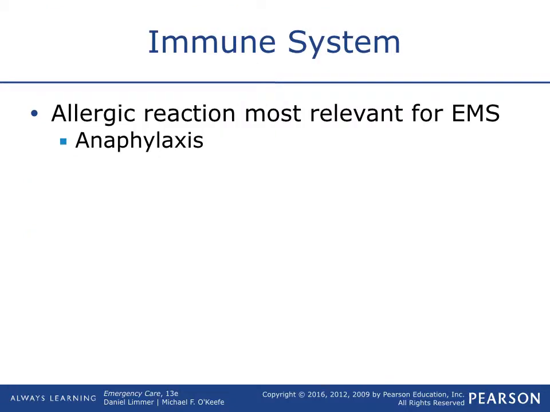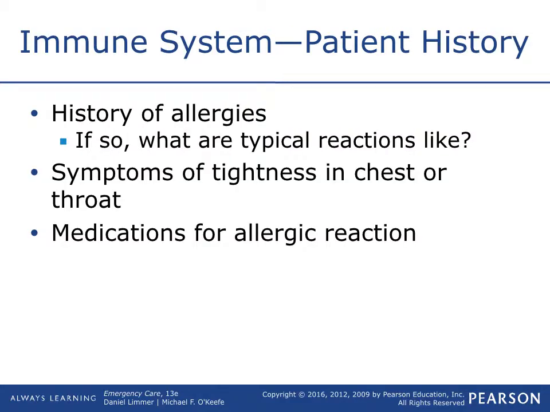The allergic reaction most relevant for EMS is anaphylaxis, and that's part of the immune system. So history of allergies, if so, what are typical reactions like? A lot of times if someone is allergic to bees, they're going to know what's going on more than you will because they know their bodies. So if they get stung by a bee, they probably will carry an EpiPen if they've been prescribed one, but a lot of times they'll forget them or not have them. So what are the typical reactions like?